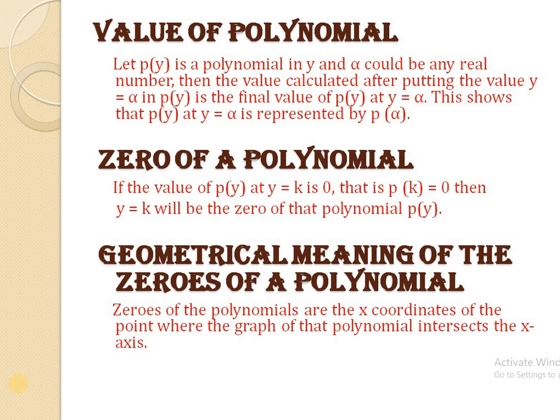Next, zero of a polynomial. Zero is nothing but the root of a polynomial. According to the definition, if the value of p(y) at y equals k is 0, that is, if p(k) equals 0, then y equals k will be the zero of that polynomial p(y).